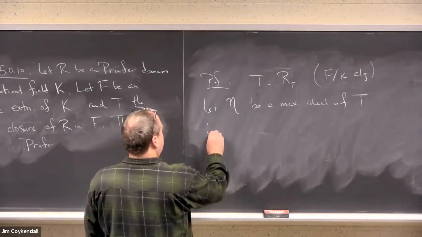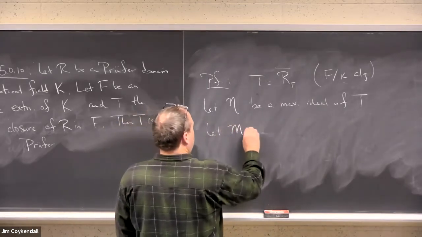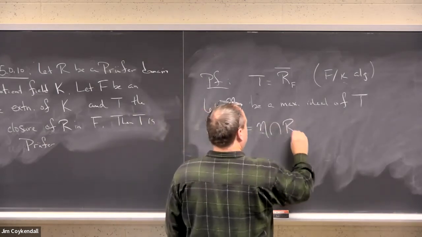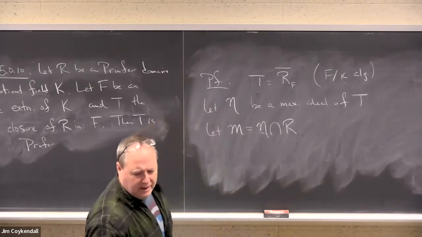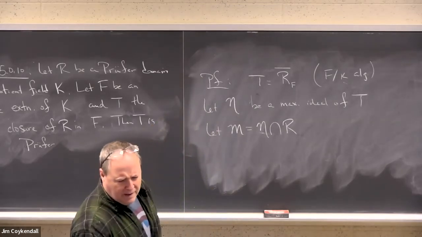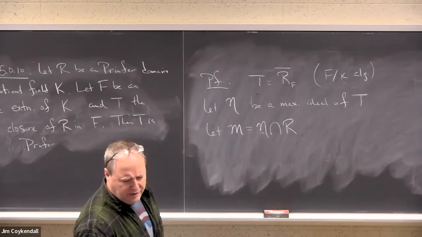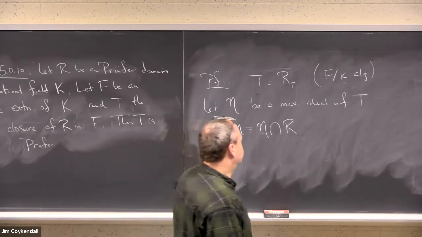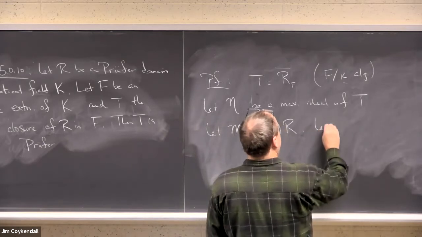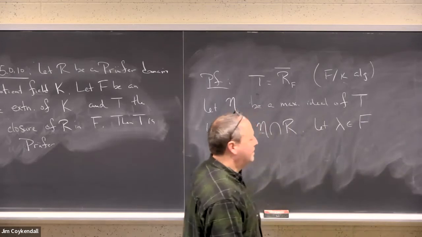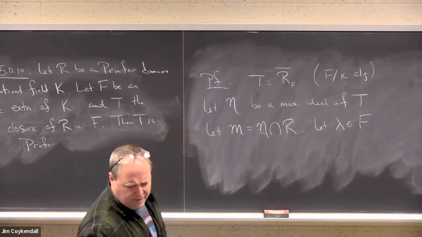So let M be the intersection of N down below in R. And we want to show, like I said, that T localized at N is a valuation domain. So let lambda be in F.